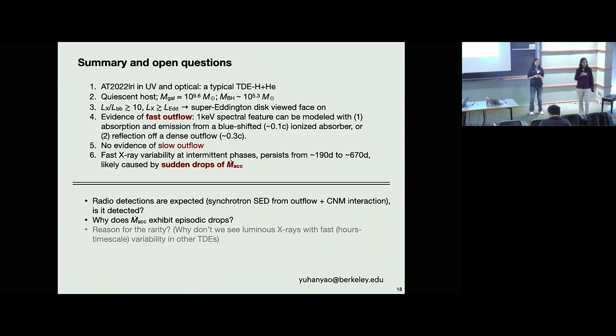But do you think you'd have seen the fast variability from different inclinations? I think it's easier to be seen from face on. So that's another reason why we think it's face on. From edge on, it's pretty hard to see because it's just obscured. Yeah, right. Maybe that's one reason why we don't see this in many other TDEs. Yeah, because you need a specific geometry. Yeah. Thanks.